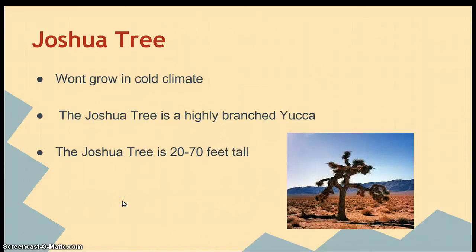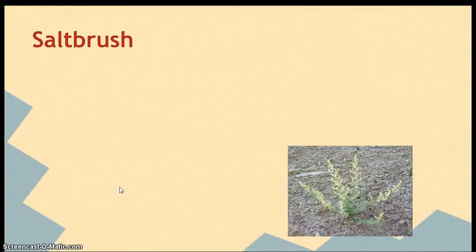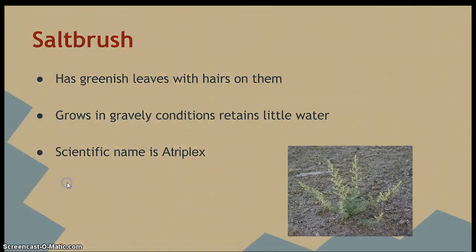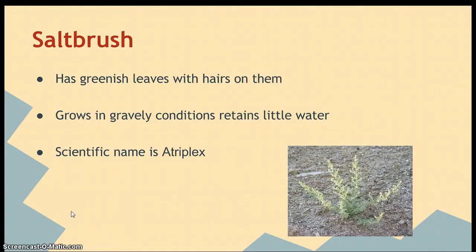Here's our Joshua tree. Joshua tree is a yucca, but it's much taller and highly branched. Now, here is also our saltbrush. Some interesting facts are that the saltbrush is actually related to the tumbleweed, or Russian thistle.